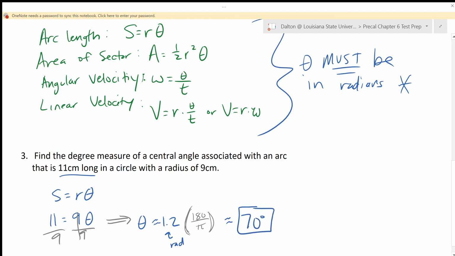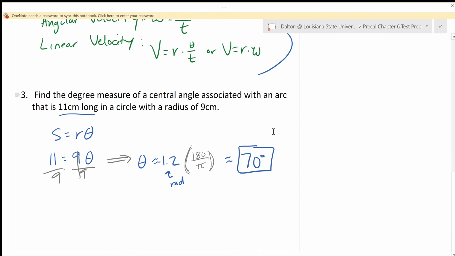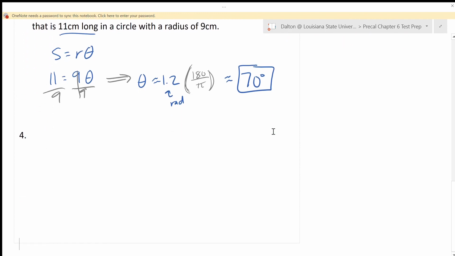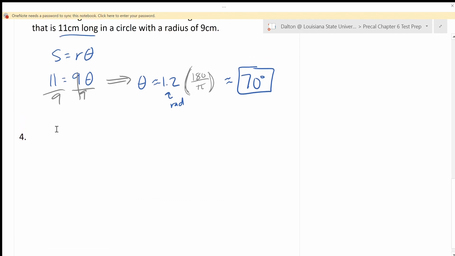and you should get that it's approximately 70 degrees. Please be cautious, guys, especially on multiple choice questions, because guess what? 1.2 might be an answer choice. So you might write that down as your answer, bubble that in, and not even think twice about it. But just be cautious, paying attention to your radians versus degrees. Okay, let's do another one.